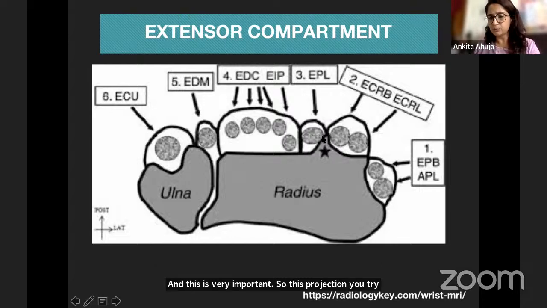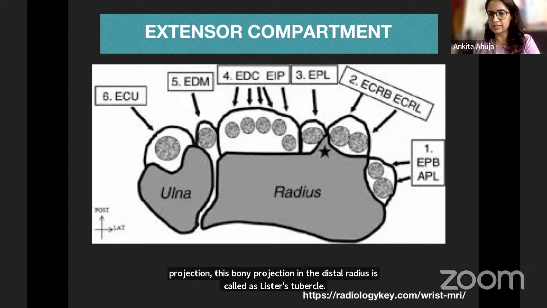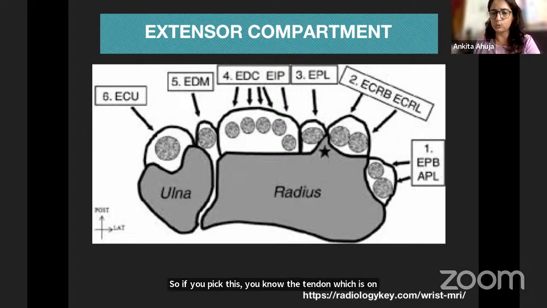This bony projection in the distal radius is called Lister's tubercle. If you pick this, you know the tendon on the radial side is compartment 2, and the tendon on the ulnar side is compartment 3, which is your extensor pollicis longus.